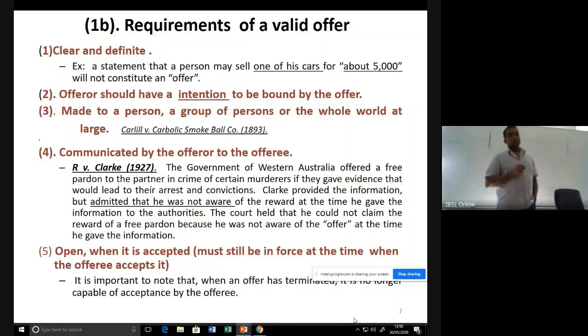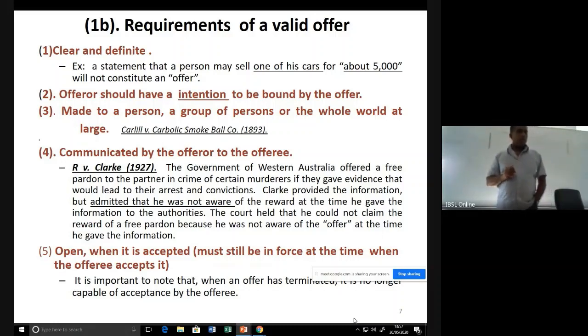Third requirement: made to a person or group of persons or to the world at large. We have already discussed that. If I am the offeror, I have to make the offer to a particular person by name or by a definite method that you can identify the person, or to a group of people, or to the world at large. So that is the third.